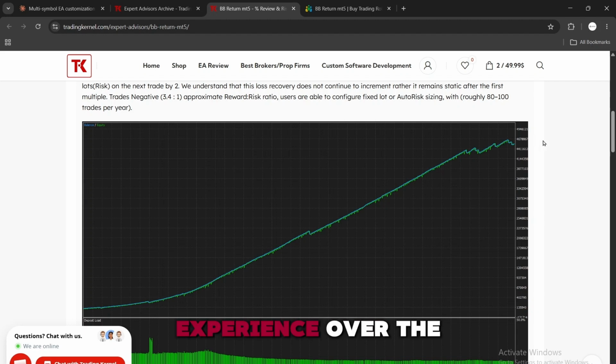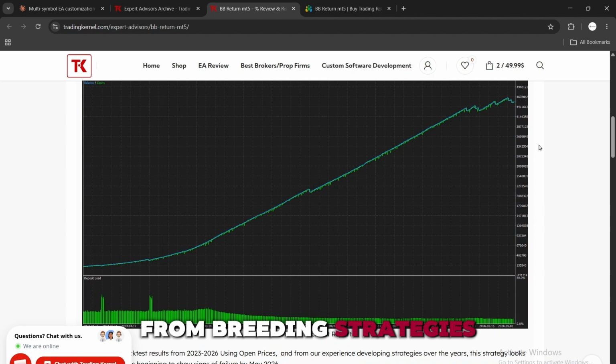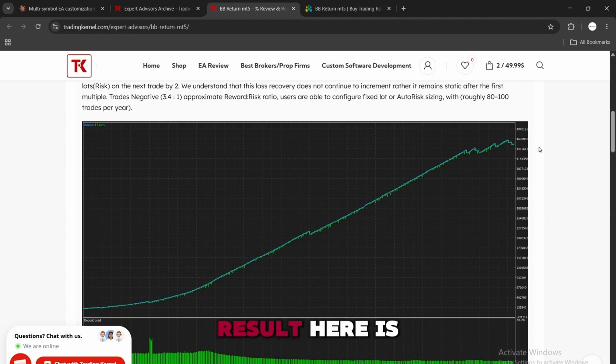From my experience over the years of building strategies, I can tell you that this result here is currently overfitted. Now, overfitting in itself is not necessarily a bad thing. It's like overspeeding, right? Sometimes if you're experienced or if you're lucky, you wouldn't crash. You could get away with it.